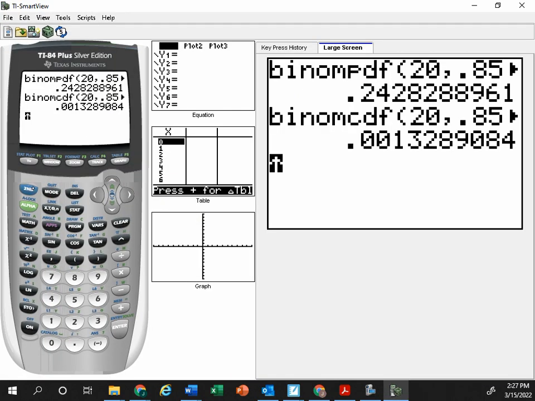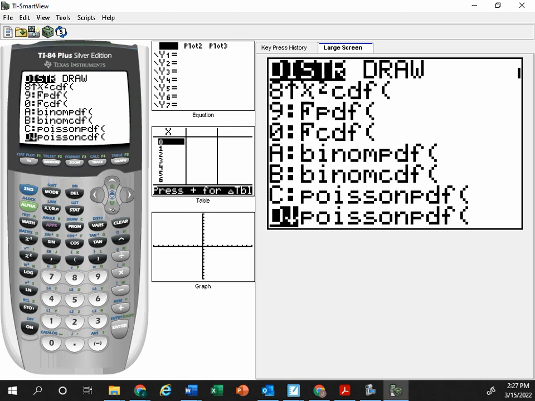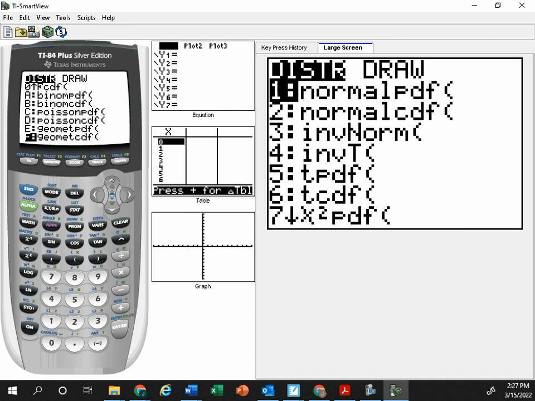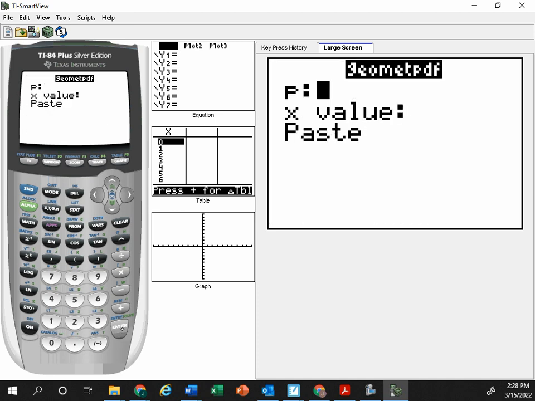Again, back to that distribution menu. Keep scrolling. And no, that's not Poisson PDF and CDF. We don't do Poisson in here, but don't worry. All right, so I'm going to pick PDF. All it asks for is the P and the X value. So what's the P?